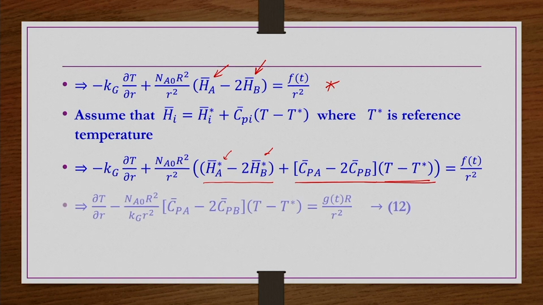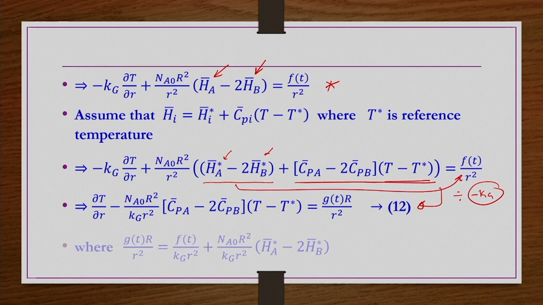Now this equation, what we are doing: divide by minus K_g on both sides to get this equation. So, that is dT/dR minus N_A0 R square by K_g r square, C_PA bar minus 2 C_PB bar, T minus T star, equals G(t) R by r square, we are writing. Right, whatever term is there, this term is combined together and written like this. So, G(t) R by r square is nothing but F(t) by R square K_g plus N_A0 R square by K_g R square, H_A bar star minus 2 H_B bar star, right.